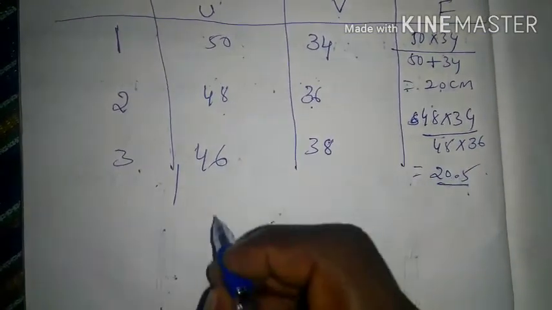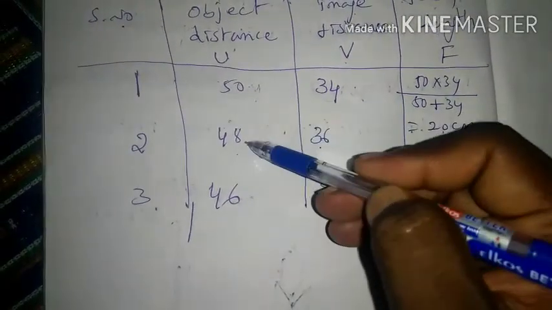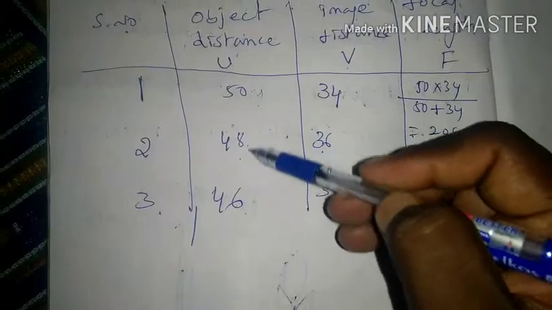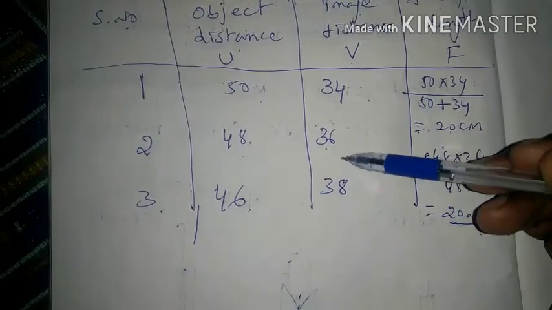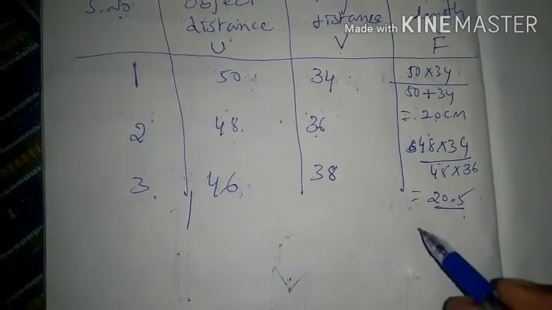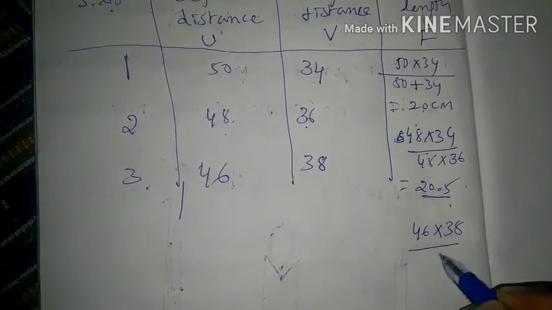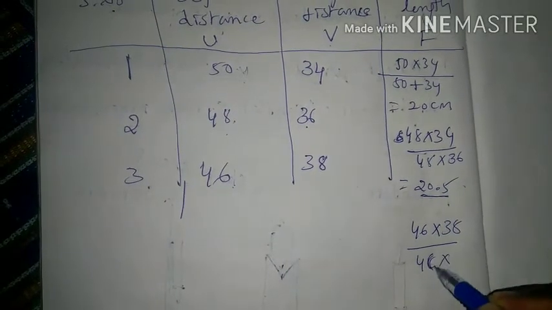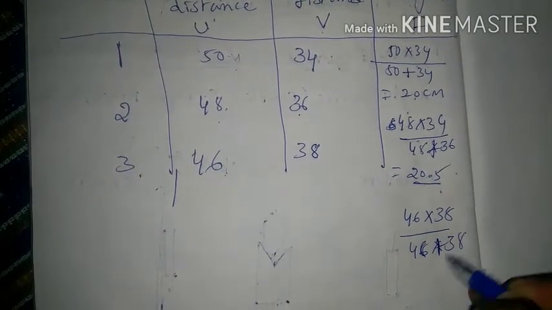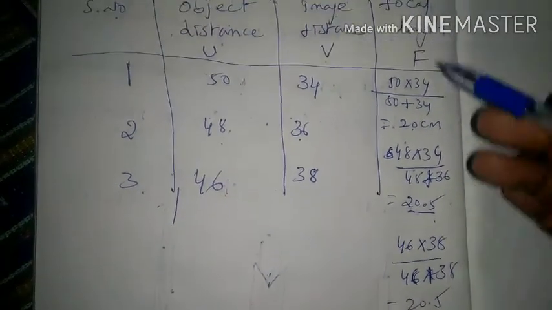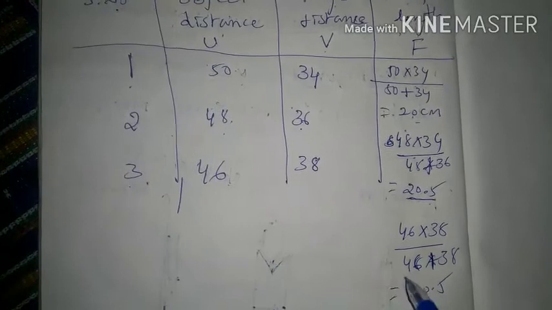Here 38. Okay, object distance values decrease, 50, 48 and 46. Object distance value decreases, image distance value increases. Okay, this value 46 into 38 by 46 plus 38, exactly 20.5. Okay, focal length values: first value 20, second value 20.5, third value 20.5.